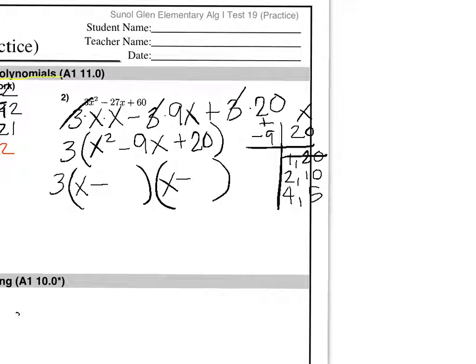If they're both negatives, will they make a negative 9 when added? 1 and 21 will not. 2 and 10 will not. 4 and 5 will, which means that my 4 goes in one and my 5 goes in the other.